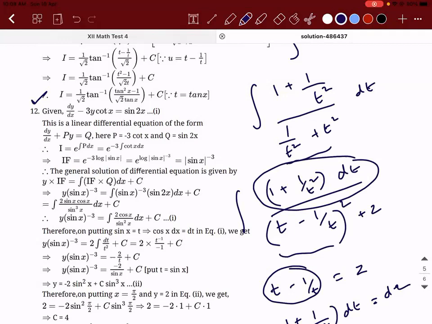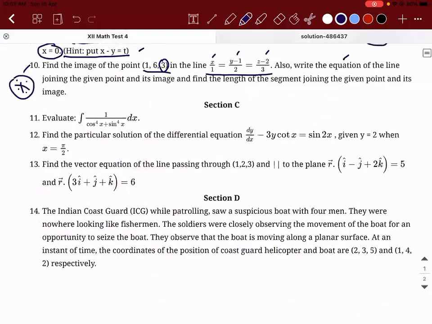This is a good problem. Try this early. If you have not solved it in the exam, learn it now. Similarly, find the particular solution of the differential equation dy by dx minus 3y cot x is equal to sine 2x, where y is equal to 2 and x is equal to pi by 2.